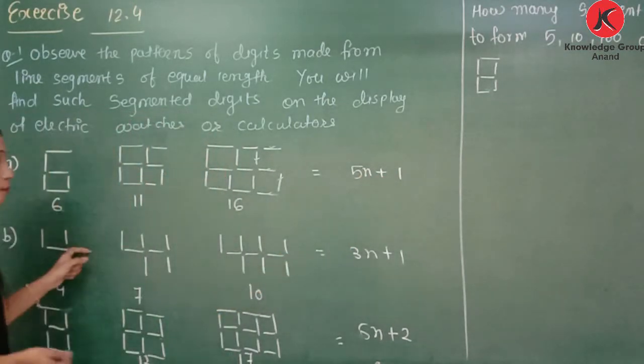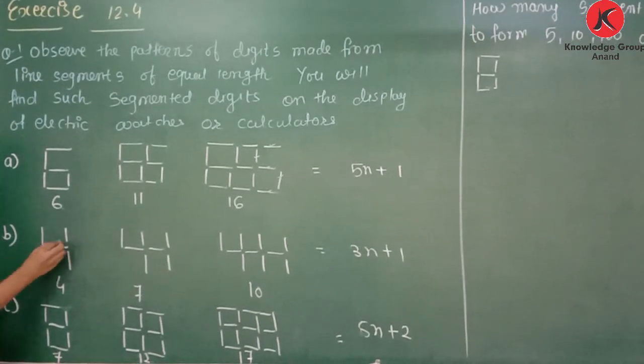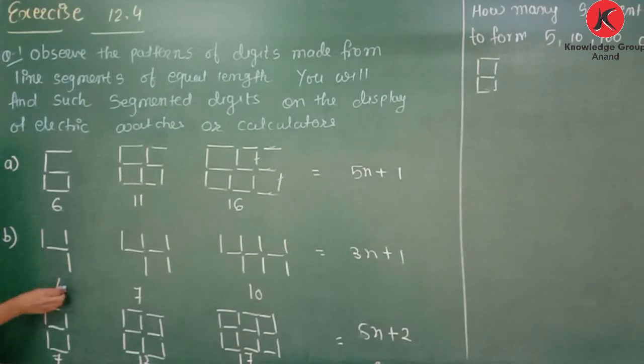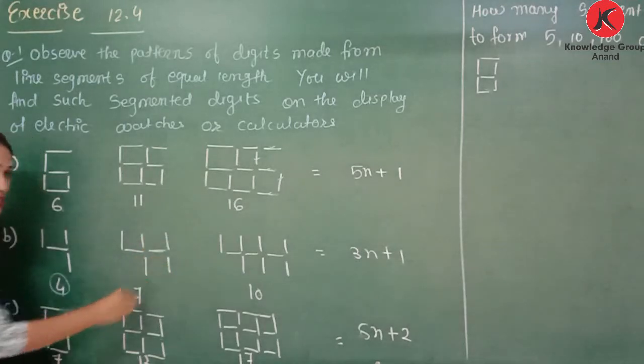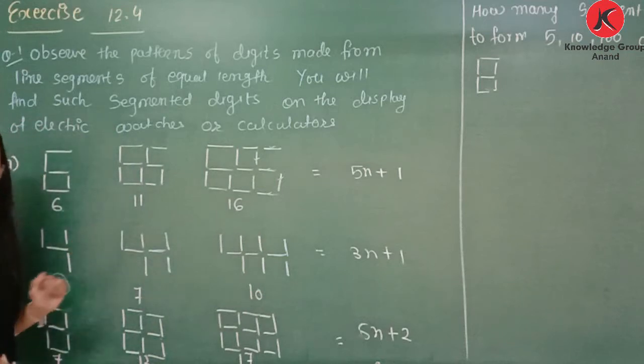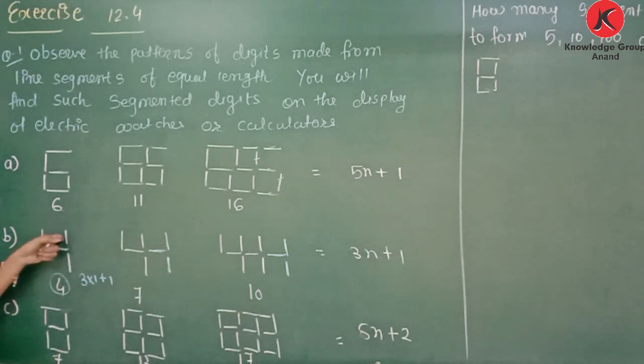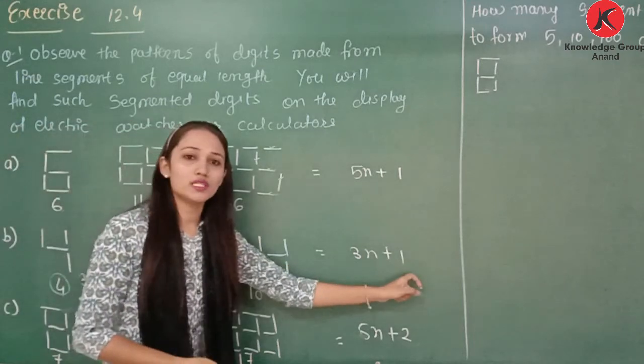Next, the pattern for a 4 is given. How many line segments are required? 1, 2, 3 and 4. So for one 4, we need 4 line segments. For the next, we need to add 3 more line segments, and for the next, again 3 more. Every time we need to add 3 more. So for the first, we can write 3 multiply 1 plus 1. We need 1 extra line segment, and the next pattern we get after adding 3 line segments. So it is 3n plus 1.